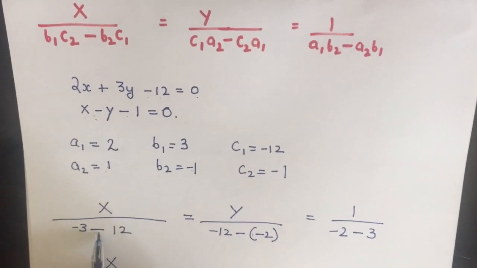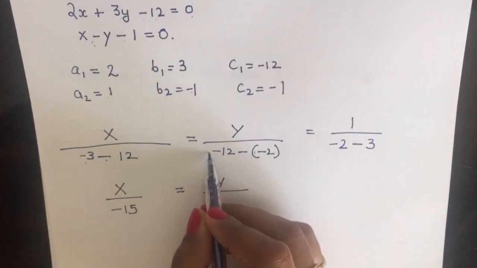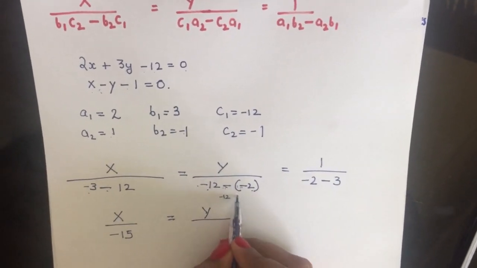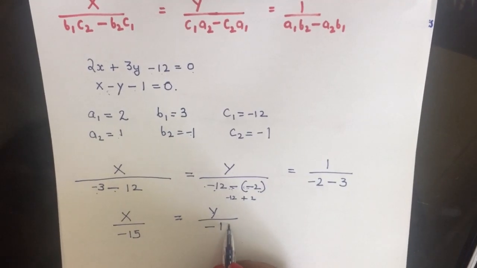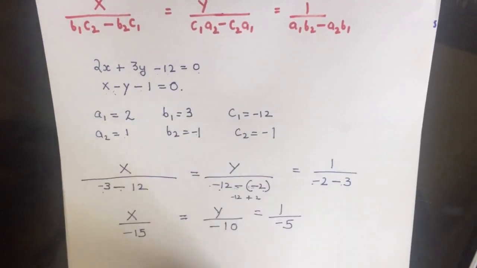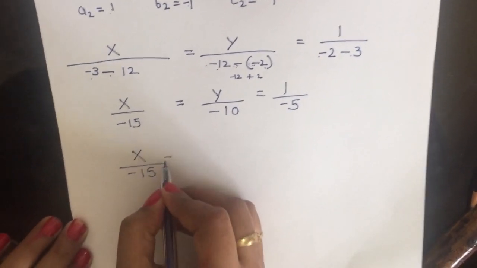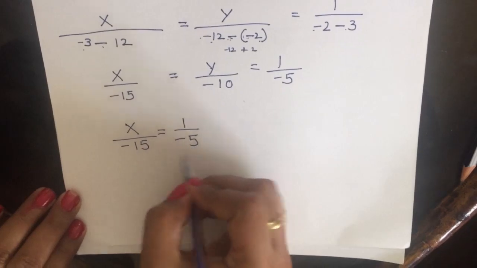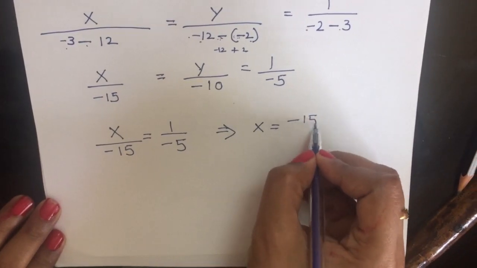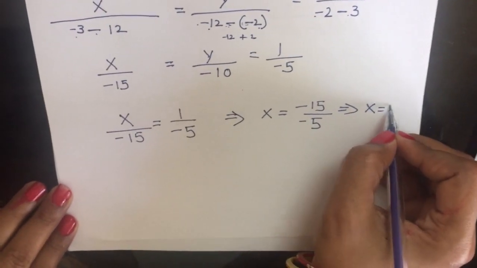So x upon minus 12 and minus 3 will add up to minus 15. Then y: minus 12, this will become plus 2, since minus minus is plus. So minus 12 plus 2 will give you minus 10. And the last one, 1 upon minus 2 and minus 3 will give you minus 5. Now how are you going to solve for x and y? Just substitute this. x upon minus 15 is equal to 1 upon minus 5. This will give you the value of x. How? This implies x equals minus 15 upon minus 5, which implies x equals 3.